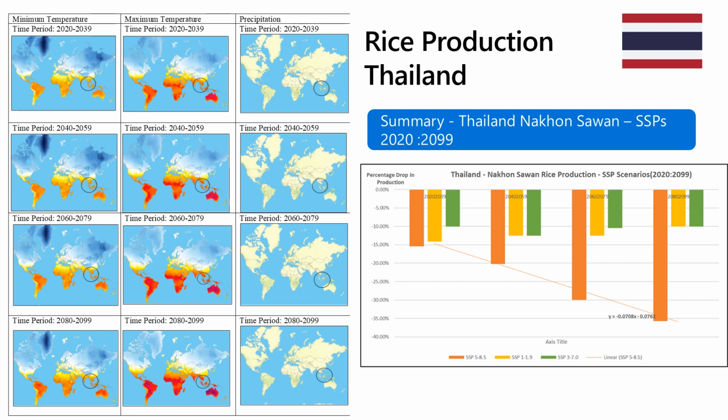So one of the adaptation strategies would be either to include rice seeds that can withstand climate change, or to move from Nakansavan to other areas which tend to be less impacted by climate. That's what our model finds as part of the impact of climate change on rice production.